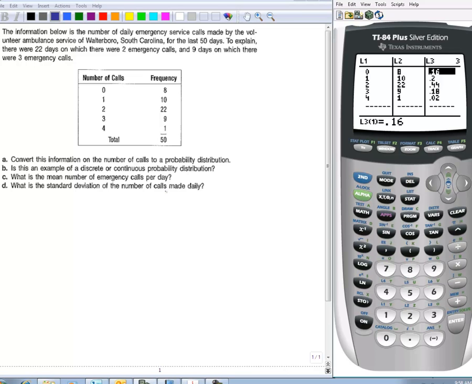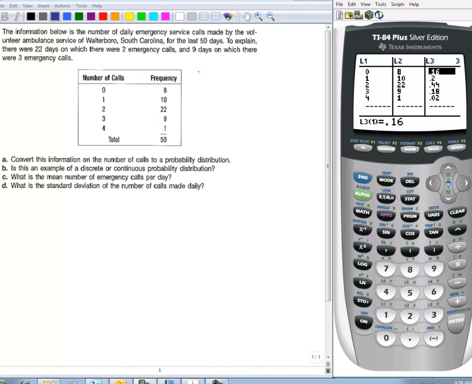Just to remind you, the probability of 5 calls here is 0. This is an exhaustive list. They either get none up to 4, nothing else. And we have talked already in class about normal distributions and binomial probability distributions. These don't apply here. This is just a regular probability distribution.